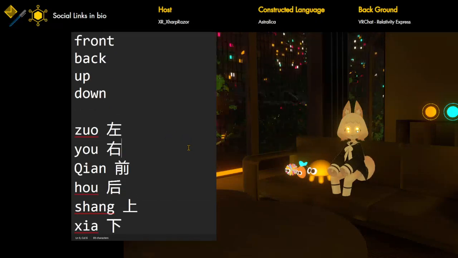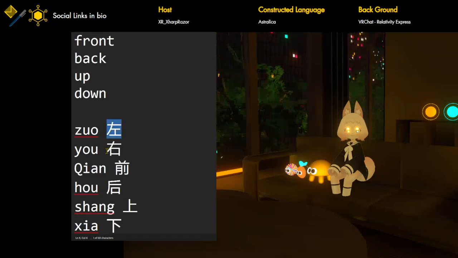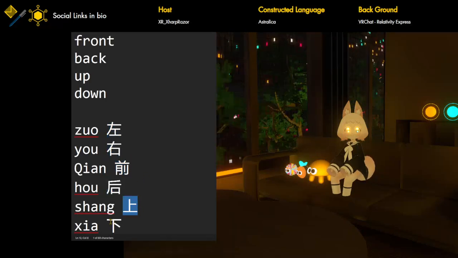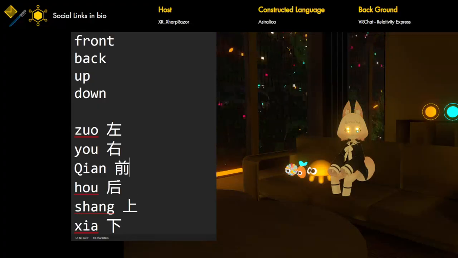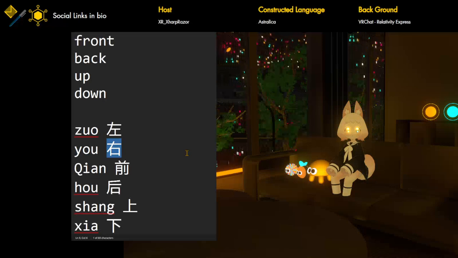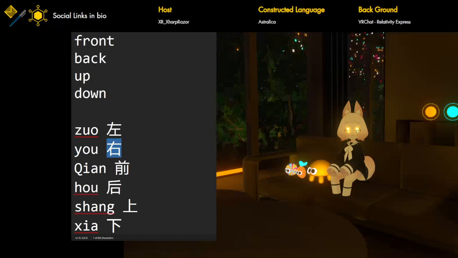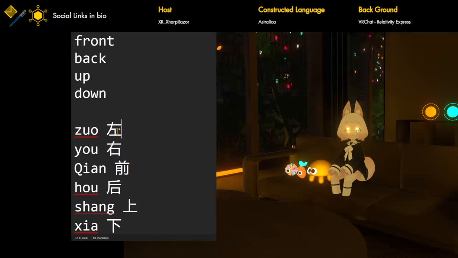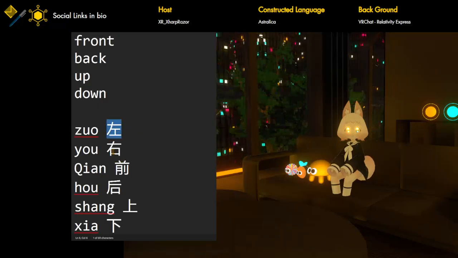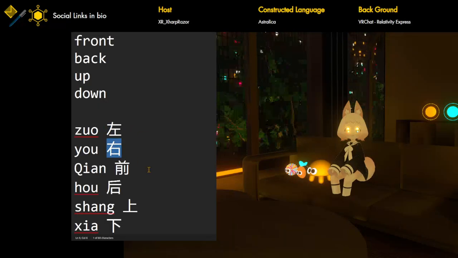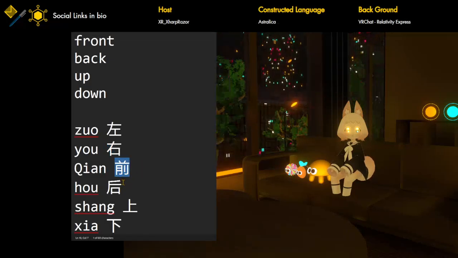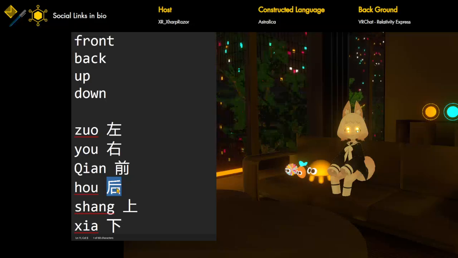So take a look at this. This is how you write left, right, front, back, up, down in Chinese. Now the first two, okay, yeah, fine, they look alike since they're just mirror reflections of each other, until they just decided, alright, I'm going to add this little bit over here, I'm going to add this another little bit over here. Like, why?